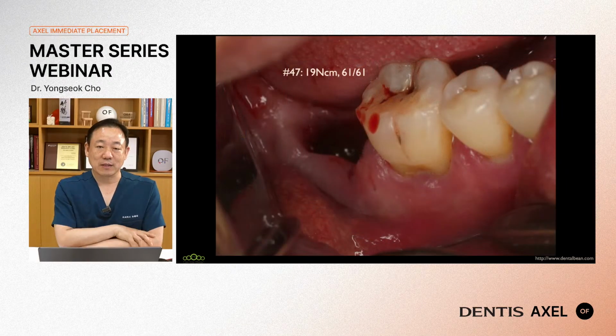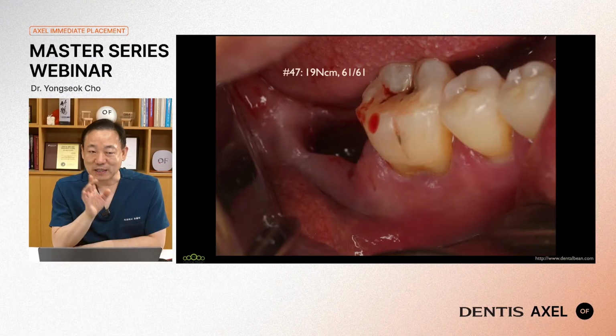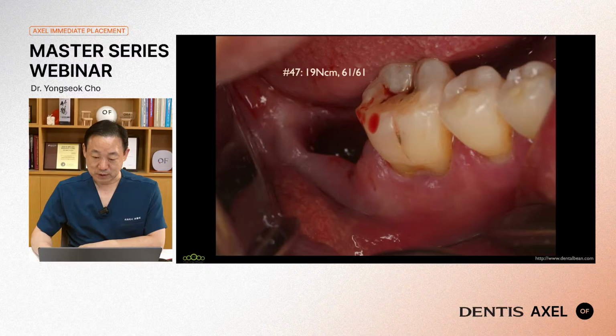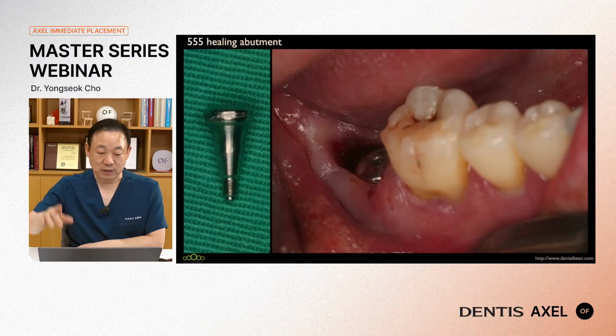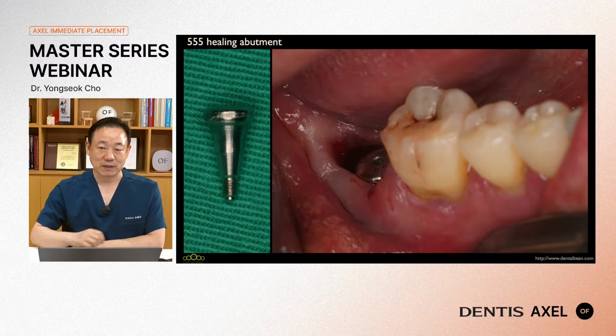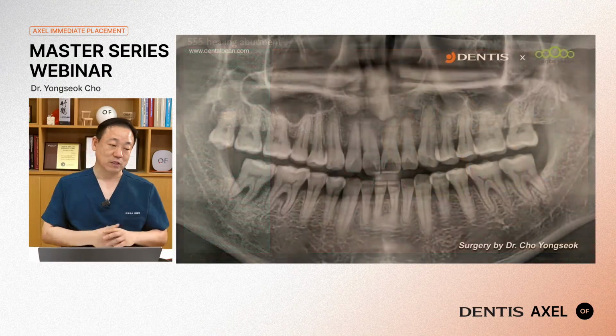Now I can get enough stability to connect the healing abutment. 19 Newton centimeter, 61, 61. Okay. It is slightly deeply placed, more than 5 millimeter deep from the buccal gingival margin. Look at the video.